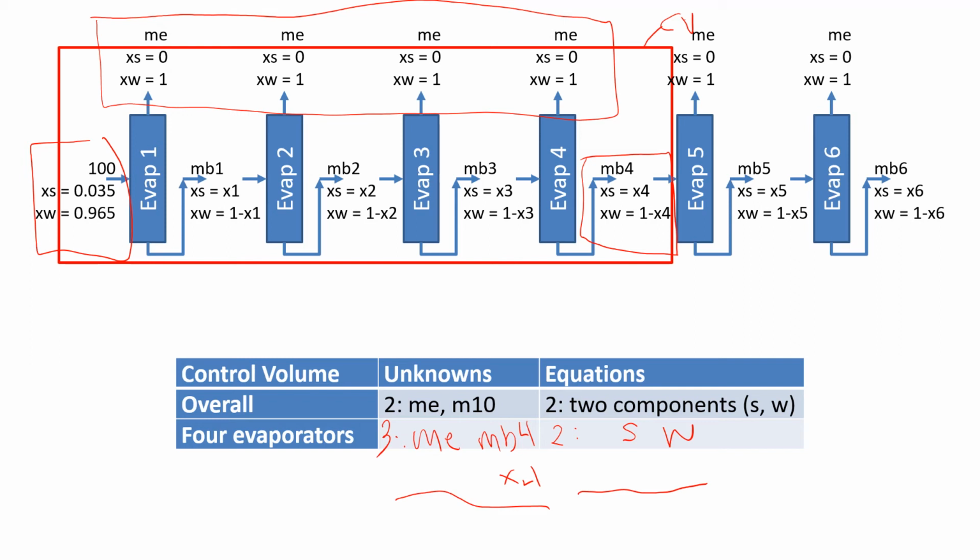There's only 2 components. However, if we write the mass balances for the overall control volume and we're able to solve for ME and M10, then if we go back to the balances that we write for the first 4 evaporators, ME no longer will be an unknown, and we'll reduce the number of unknowns to 2. From the 2 equations that we can write for salt and water, or we can substitute the overall for either the salt or water, we'll be able to solve for those 2 unknowns. We're going to go through the process of solving the mass balances for the overall control volume next.